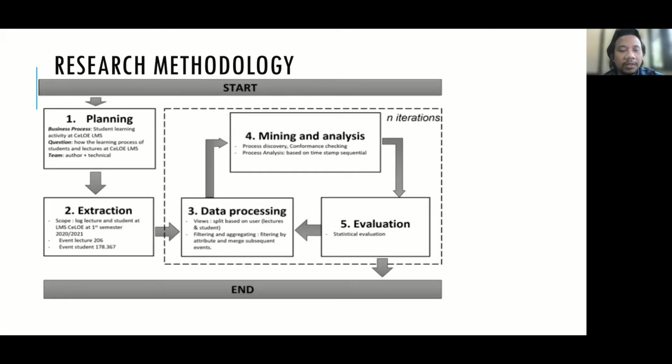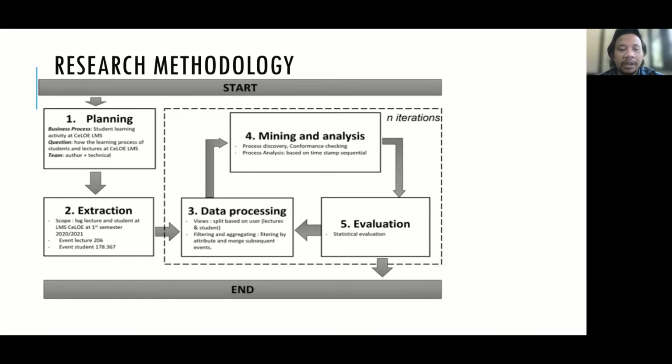This is our research methodology in this paper. There are 5 phases from planning until evaluation. In planning phase, we develop the research question, scope of the research, and building the research team. The main research question is how is the learning process of student and lecturer at Celo LMS.